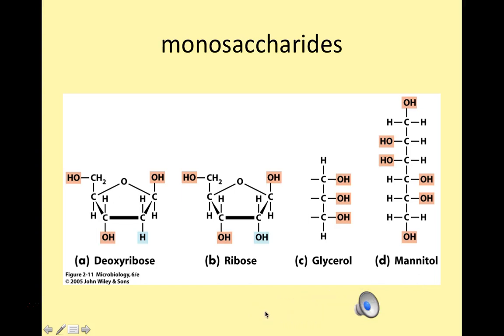This slide shows several examples of monosaccharides. Monosaccharides can be as little as 3 carbons long, increasing in number of carbons up to maybe 9 or 10. On this illustration we have 4 examples of common monosaccharides. The first 2, deoxyribose and ribose, we will come back to when we talk about the nucleic acids.